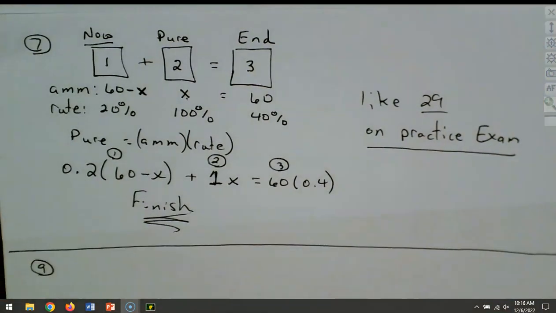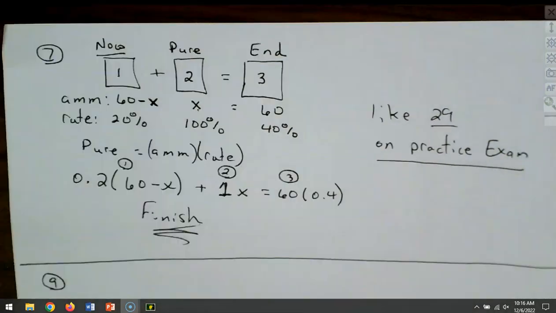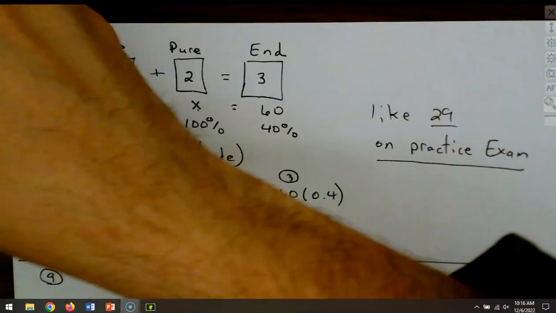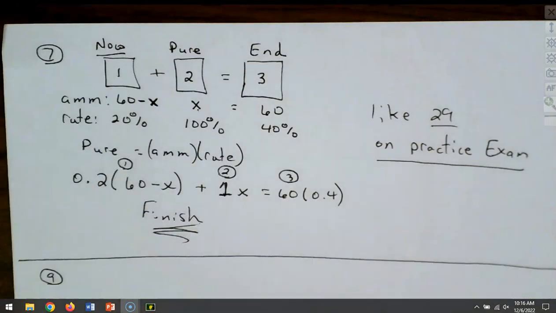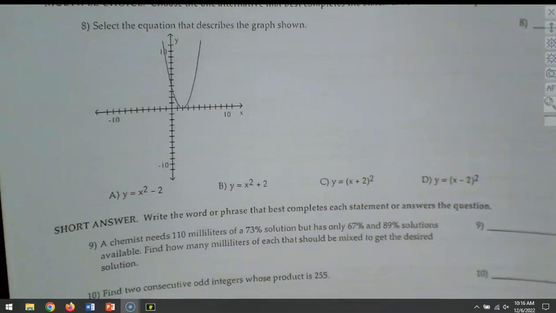Question 9. I picked question 9 because it's very, very similar to question 7. If we're doing a mixture one, we might as well do both of them, because this is where students struggle the most. They struggle the most with the mixtures. So let's take our time and discuss it.